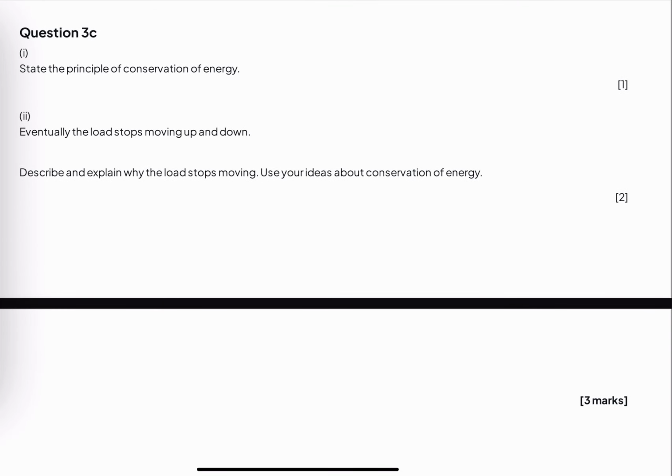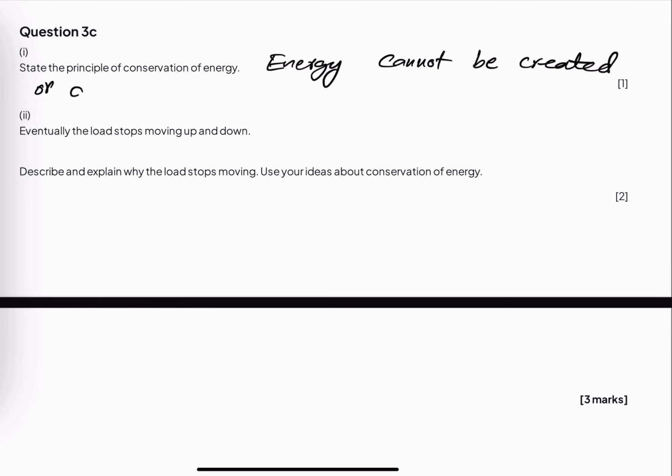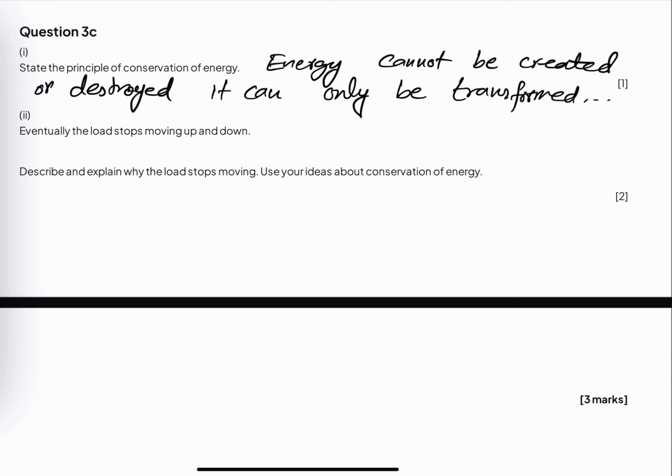Question 3c, state the principle of conservation of energy. The principle of conservation of energy is that energy cannot be created or destroyed. It can only be transformed from one form into another form.